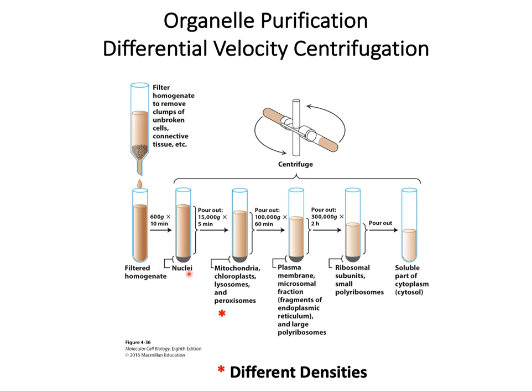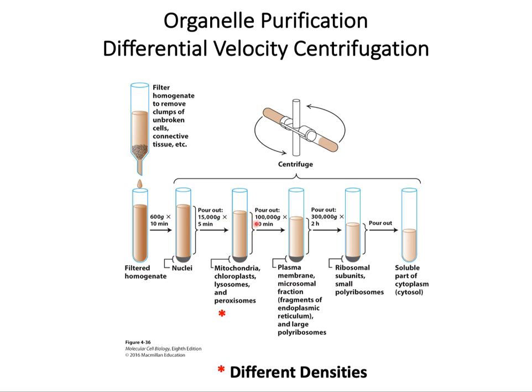The resulting pellet contains cell nuclei. So if you only collect the pellet, you can study the nuclei from the sample. But if you want to study other cell organelles, you can take the supernatant from that pellet and apply higher speed spins. In this example, it is 15,000 G for 5 minutes, and under those conditions, you will pellet mitochondria, chloroplasts from plant cells, lysosomes, and peroxisomes.